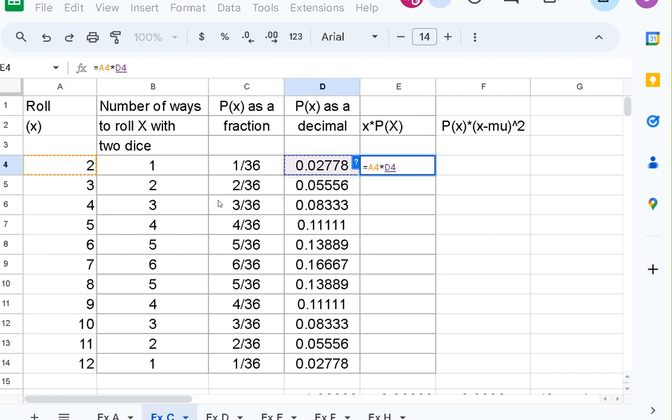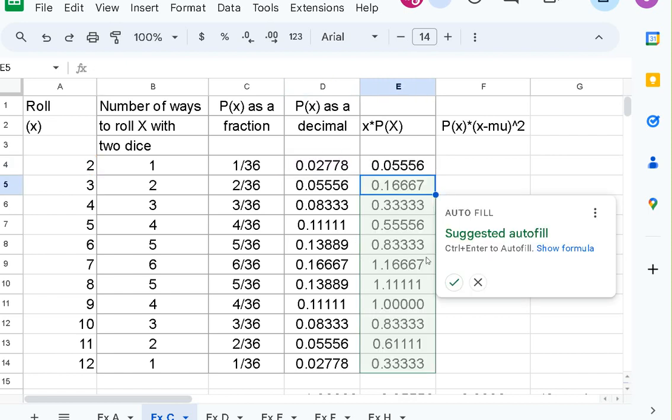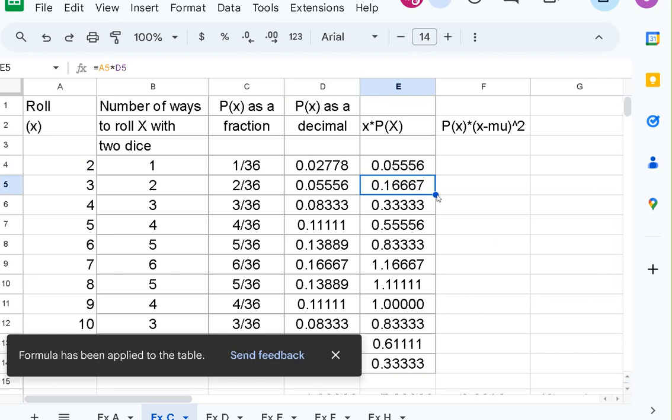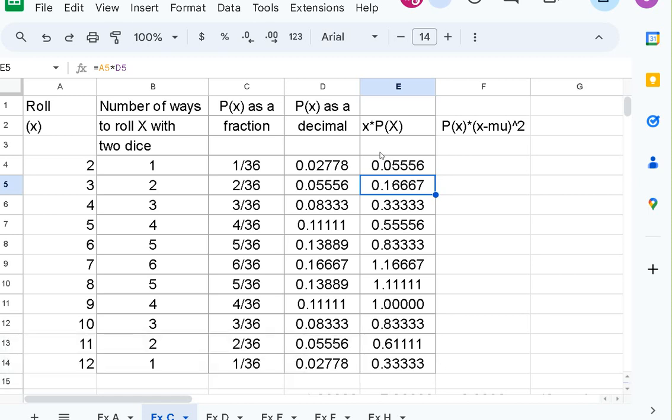Now, I did show you some of this other stuff just so you can see this. What's in column D is the actual decimal value of 1 over 36. When I press the Enter key, I think it's going to ask me if I want to do this for the rest of the column. Sure, autofill that for me. If not, you can always click and drag this little circle down, and it should copy that formula all the way down. So that's your x times p of x.